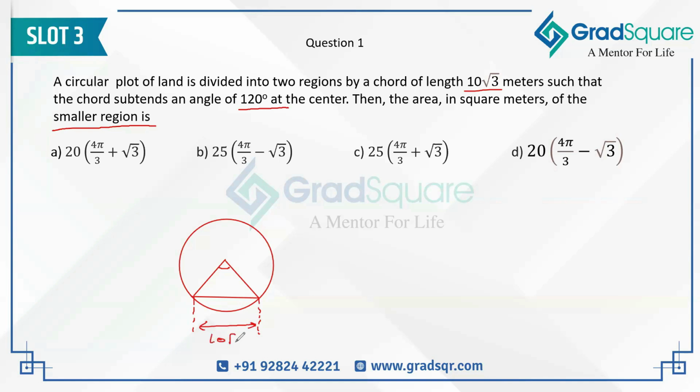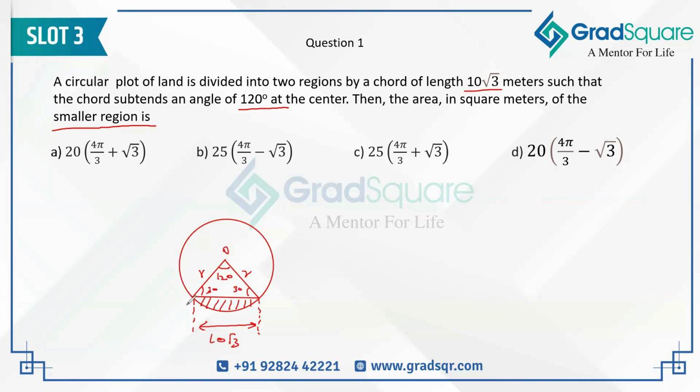Now they are talking about the smaller region area. That means this is the region that they're talking about, to find out the area of this. Now, this length is 10 root 3. This is the radius r, and this is the radius r. If this angle is 120 degrees, then these two angles must of course be equal, as these angles are opposite to equal sides of the triangle. Those equal sides are the radii of the circle. So the leftover two angles should sum to 60 degrees, so each of these angles must be 30 degrees.